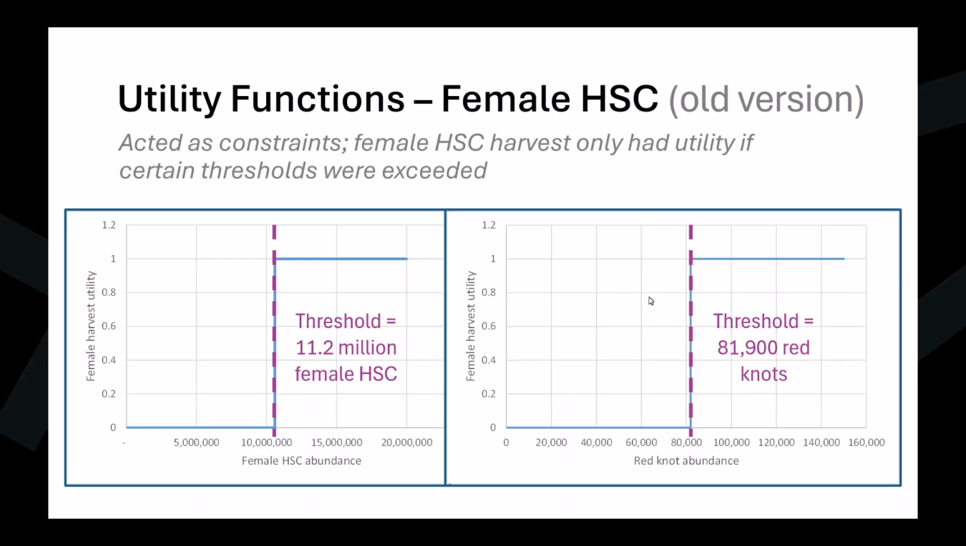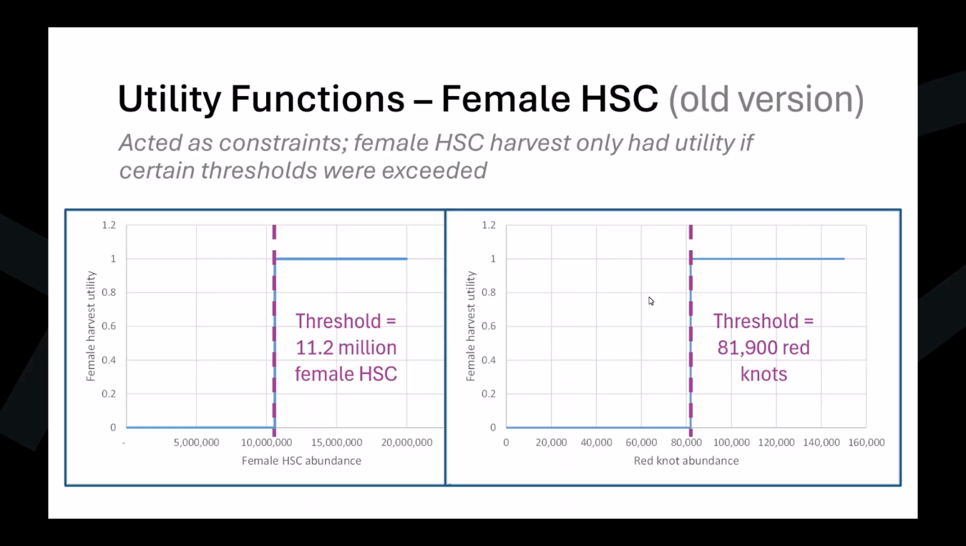And so 81,900 knots was selected as the target, and the selection of that target was complicated and semi-negotiated, but everybody in the end agreed on this 81,900 target threshold for knots. However, there was concern that if we restricted harvest and managed the system to get 81,900 knots before allowing value or putting value or utility on female horseshoe crab harvest, that we could end up in a place where we were restricting harvest or applying no utility to female harvest. And red knots never actually reached that threshold.